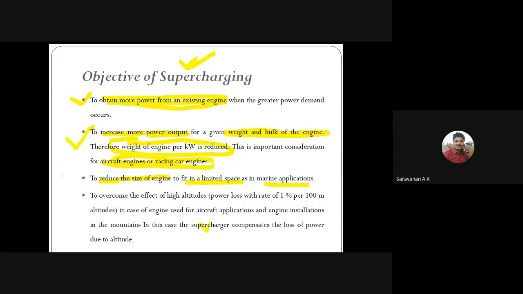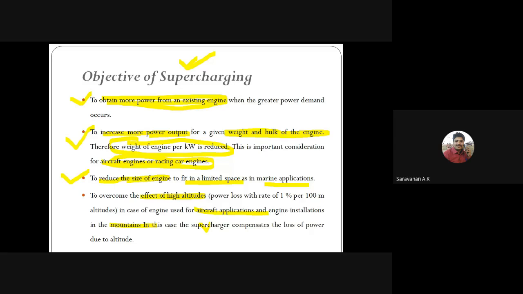Here we also have some other objectives for superchargers. We have to overcome the effect of high altitude, that is the power losses, which we have to reduce in aircraft applications and in most installations on the mountains.